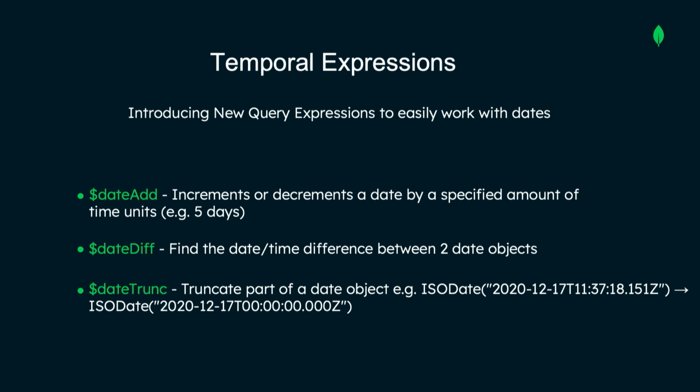Temporal expressions, we have basically 3. The add, that increments or decrements a date by a specified amount of time units, 5 days, for example. Date diff, that finds the date-time difference between 2 date objects, and date trunc, that truncates part of a date. So, for example, if you have the year, month, day, hour, minutes, seconds, and so on, you can truncate that just up to the day. And that can be useful if you want to plot histograms or do binning of data to calculate, for example, the sales in windows of 5 minutes.